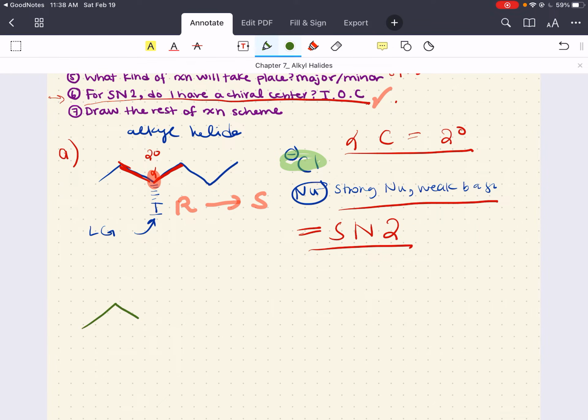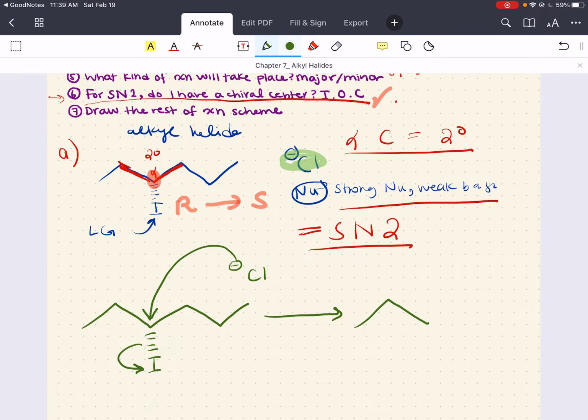So let's go ahead and do that. Here's our starting material. Here's our nucleophile. The nucleophile is going to come and attack our electrophilic carbon. The halogen is going to leave, and what we get as an end product. Now this is R, so we need S. That means if this is dash, this will be a wedge, and our chlorine group is here, and the iodine obviously leaves. It's been dumped. And that is how you would go about step by step answering these kinds of problems.